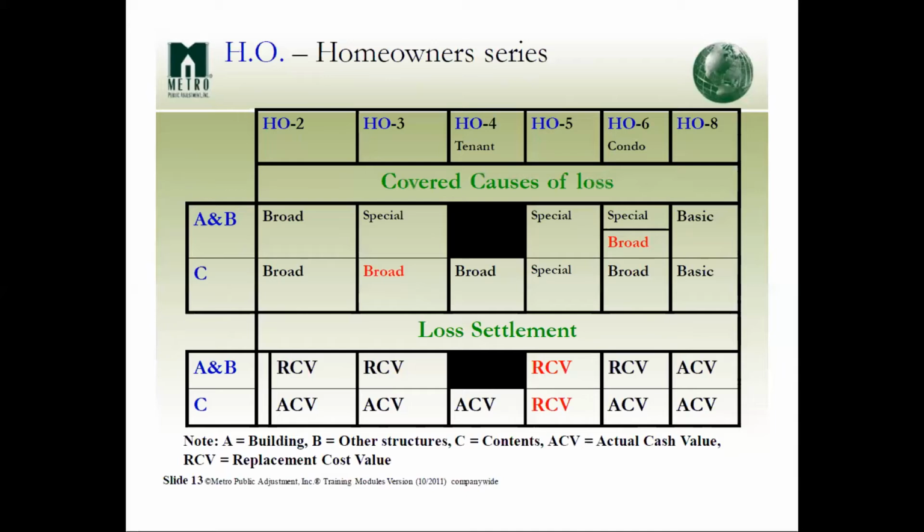The HO6 policy is a special policy typically on your A and B, but your B may only be covered on a broad basis, depending upon whether or not it's a townhouse or a condo. Your contents are always covered on a broad basis. And again, the building is done on an RCV basis. Your contents will be done on an actual cash value.